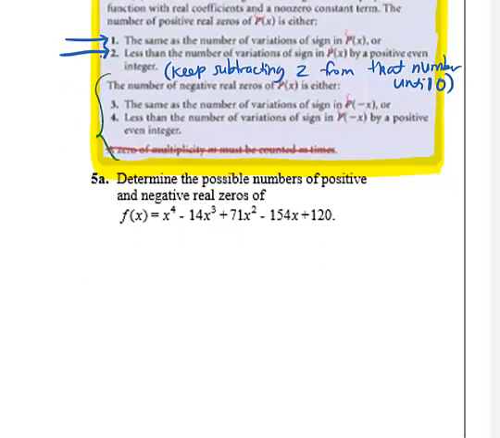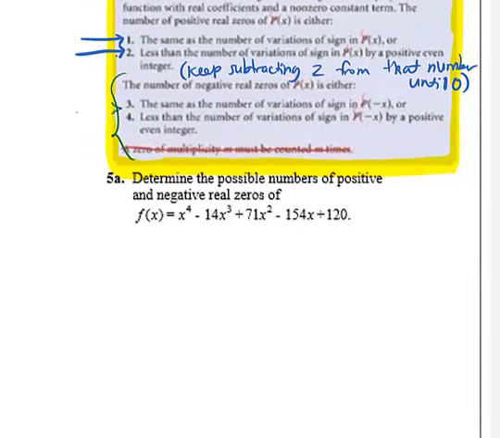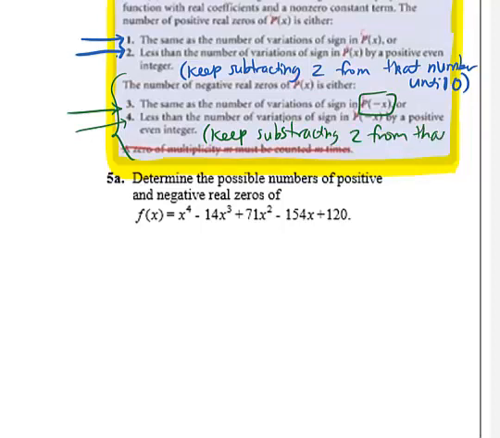And then the number of negative real zeros in p of x is either the same as the number of variations in sign of p of negative x. So this isn't the regular polynomial, this is me having to replace x with negative x. Or less than the number of variations of sign in p of negative x by a positive even integer. So that part is kind of the same as what we wrote above. Keep subtracting 2 from that number until 0.